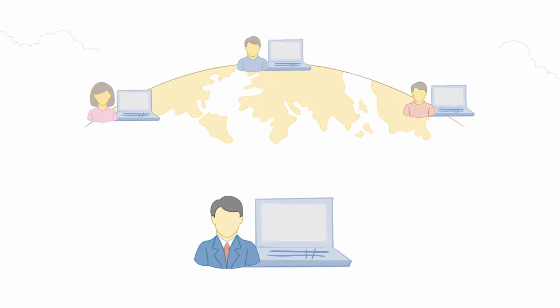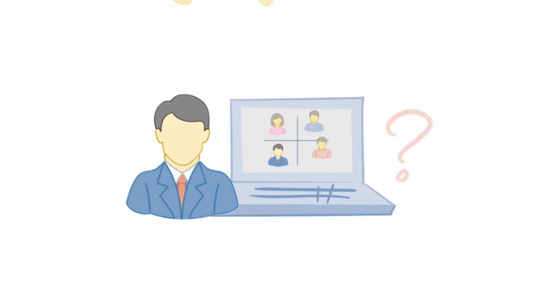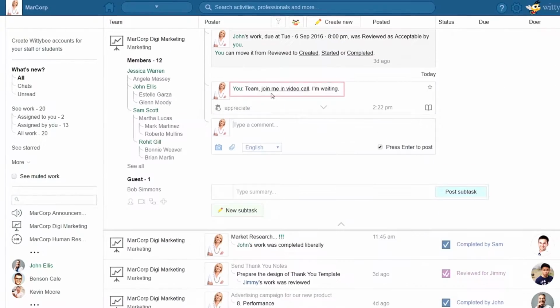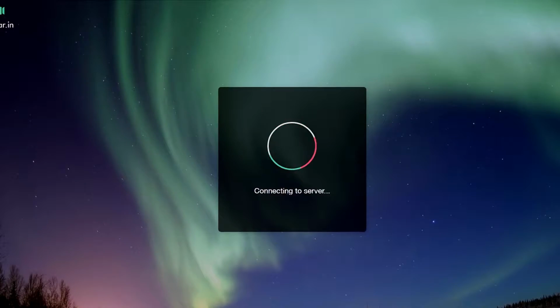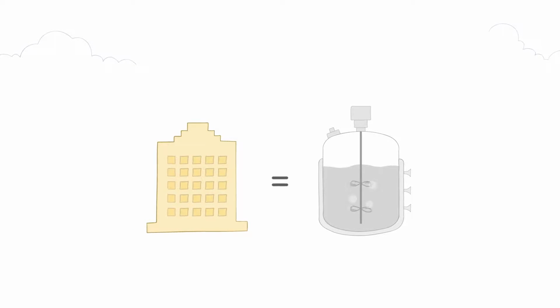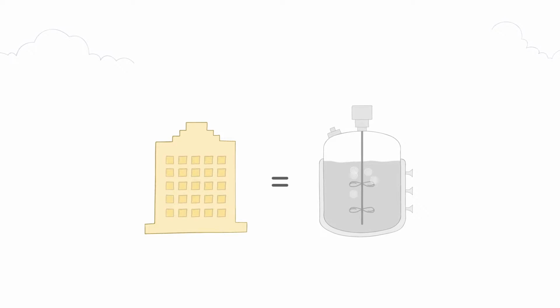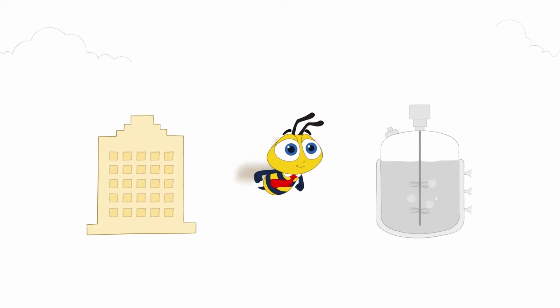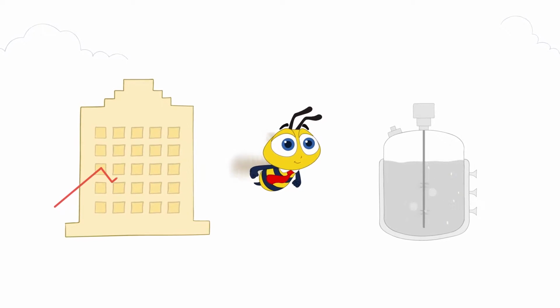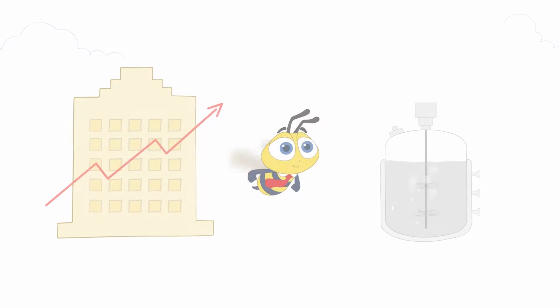But what if you actually want to talk face to face with your remote teams? Simply click the video calling icon and start a video call with several members of your team. It can't get any simpler than this. Think of your organization as a chemical reactor that wants to reach a stable equilibrium. Wittybee acts as an effective catalyst for such chemical reactions to happen faster and better, propelling your growth.